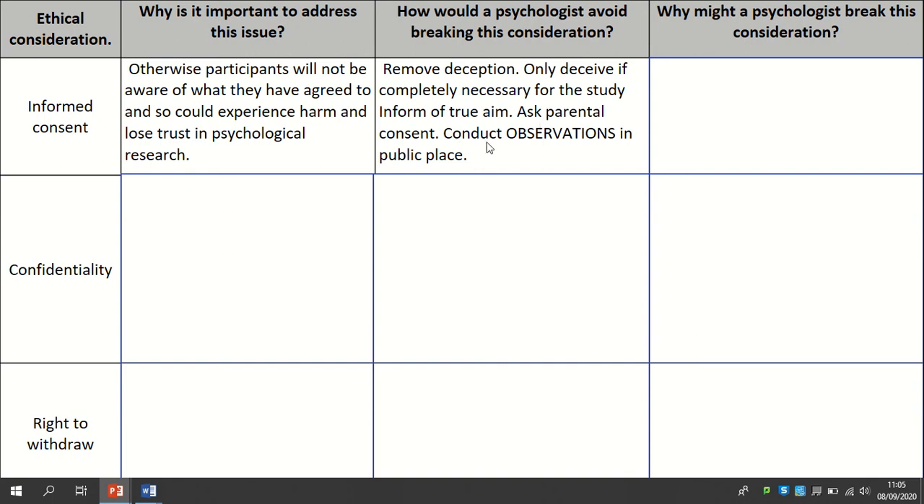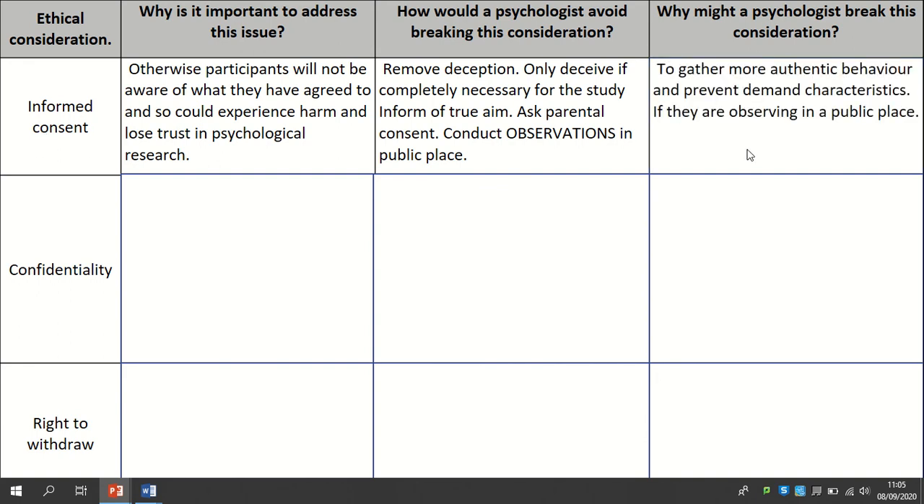Ask for parental consent if they're under 16. Conduct observations in public places. They won't have to get informed consent that way. Or why might they actually break this consideration? To gather more authentic behaviour, to prevent demand characteristics, as I said, so them finding out the aim. Or if they're observing in a public place, they might break this consideration because they don't actually need it in a public place.